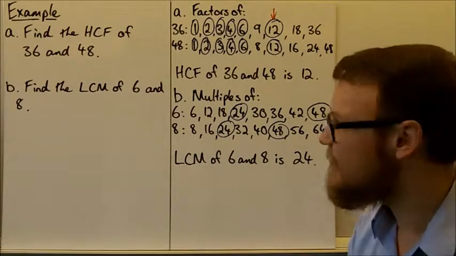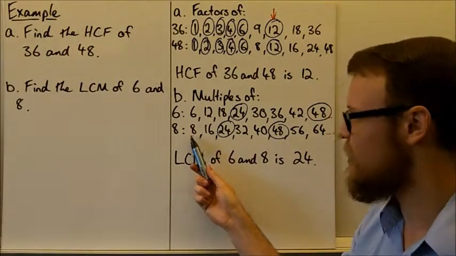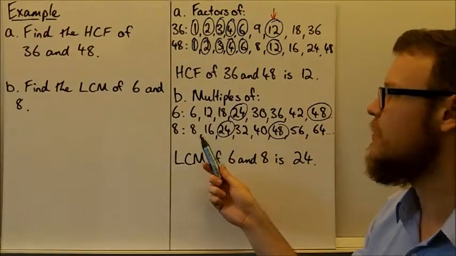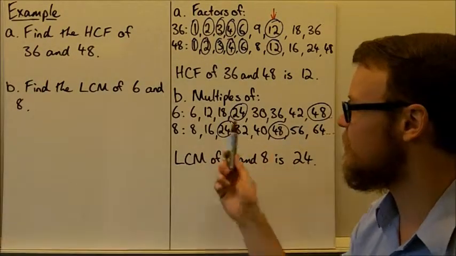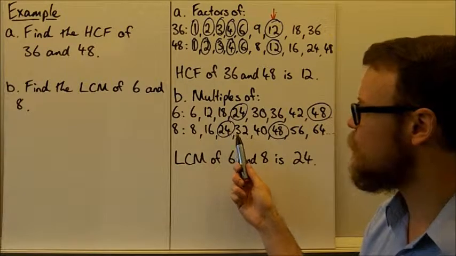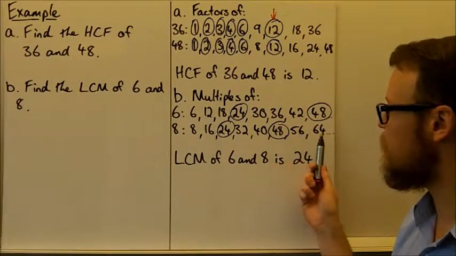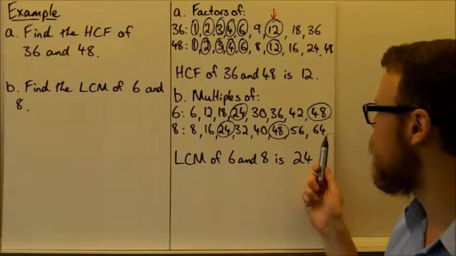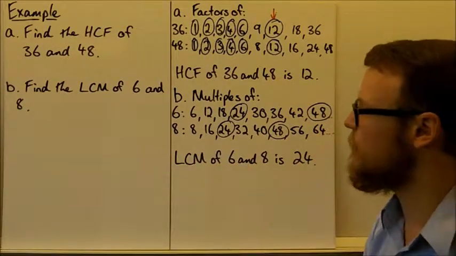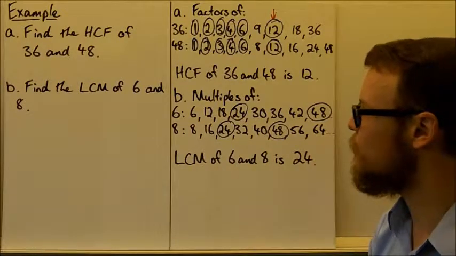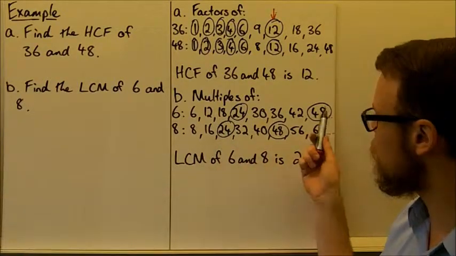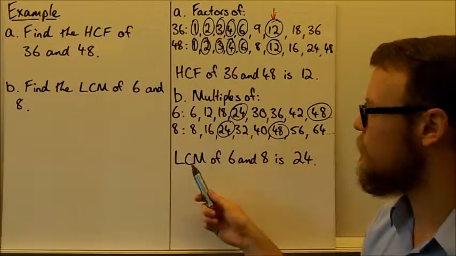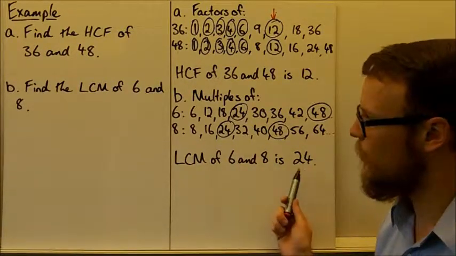The multiples of 8 are 1 times 8 is 8, 2 times 8 is 16, 3 times 8 is 24, 4 times 8 is 32. So it's like our 8 times tables and our 6 times tables: 8, 16, 24, 32, 40, 48, 56, 64. These are all of the multiples, and they continue on again and again as we keep getting bigger and bigger. So you can see I've circled the common ones here, and 24 is the lowest value. So the lowest common multiple of 6 and 8 is 24.